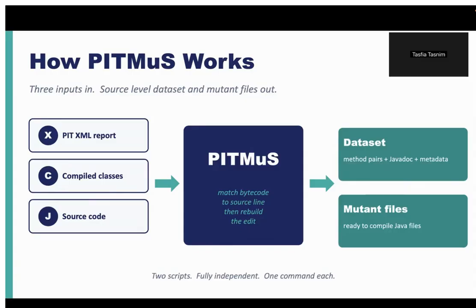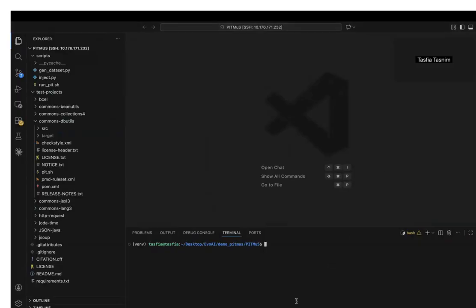The output is basically two things: a structured dataset with the original method, the changed method, and Javadoc when it is available, and the metadata. And the full mutant Java files you can drop straight into the project. There are two scripts and there is one command for each of them. Let me show you the first script.